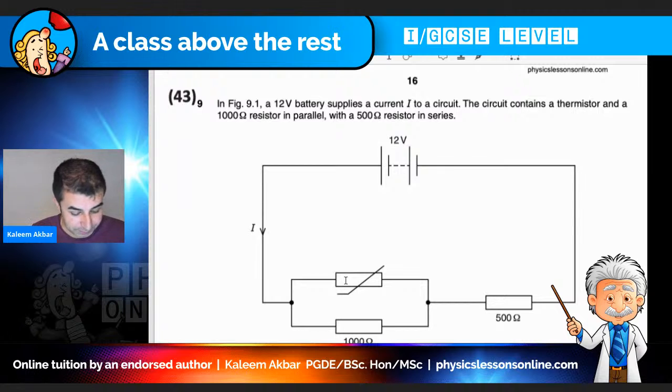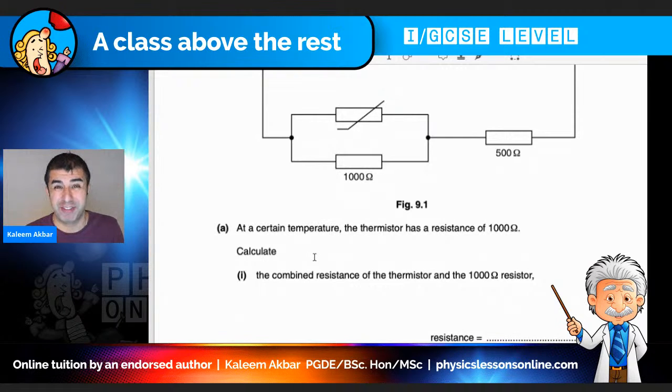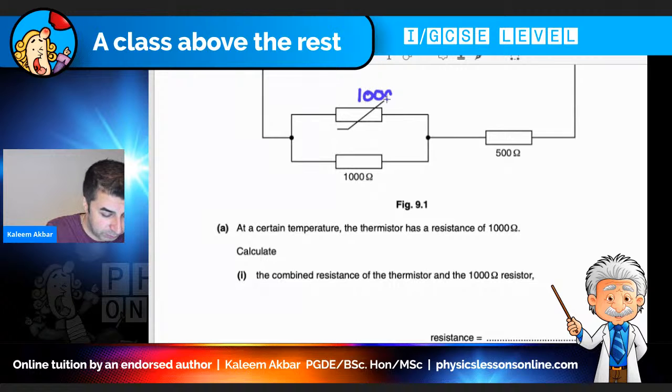So let's have a look at what the question has to say. It says, at a certain temperature, the thermistor has a resistance of 1000 ohms, right? And it says, calculate the combined resistance of the thermistor and the 1000 ohm resistor. So it's basically asking you to find the resistance in parallel. So what they're saying here is that this is 1000 ohms. All right, so you've got another resistor in parallel with it that's also 1000 ohms. So how do you find the total resistance?